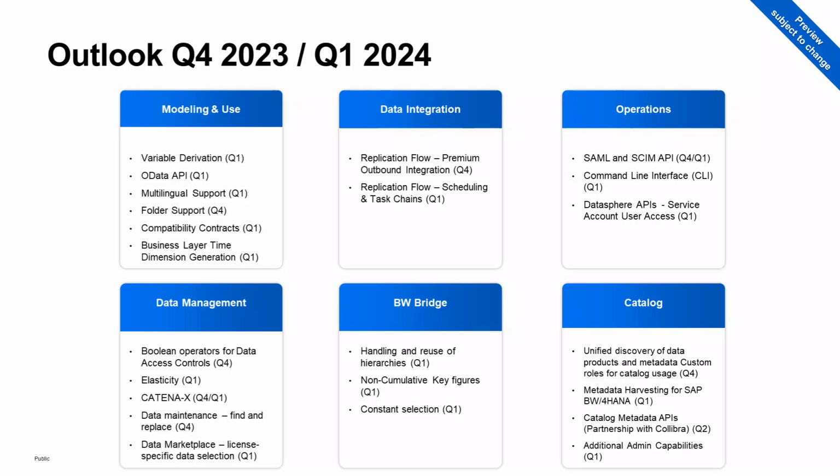At the end of the year, there will also be the option to find and replace records in the data maintenance part of the product to correct typos or missing values directly in Datasphere. And there will be the possibility to define the relevant subset of data product artifacts that is being shipped within a license via the data marketplace. With that, we will reduce the amount of required data products that the data provider needs to maintain.